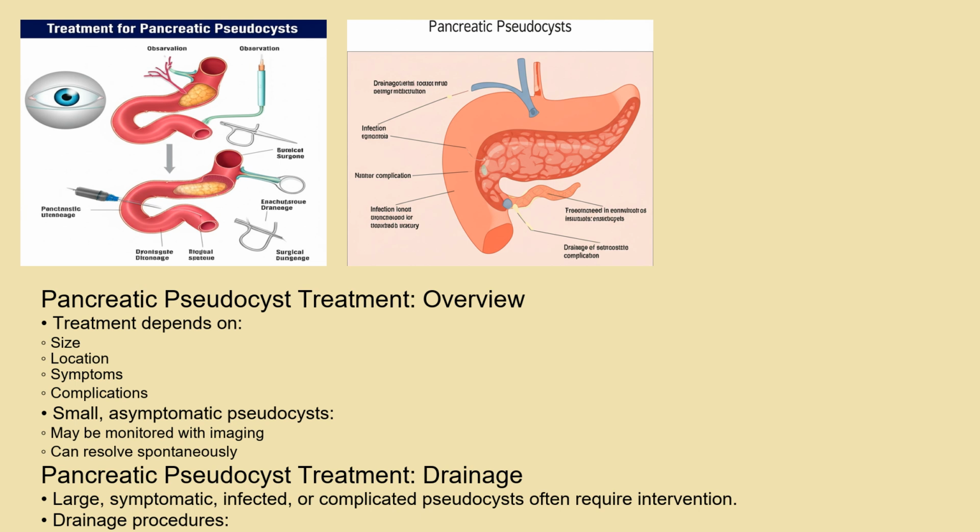Drainage procedures include endoscopic drainage, where a stent is placed through the stomach or duodenum into the pseudocyst, surgical drainage, which may involve creating a connection between the pseudocyst and the stomach or small intestine, and percutaneous drainage, where a needle is inserted through the skin to drain the fluid. The chosen approach depends on the individual case and the expertise available.